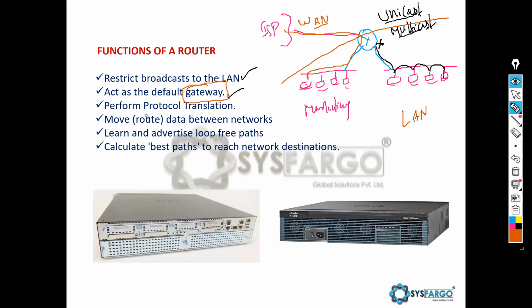Next, it performs protocol translation. Protocol translation means multiple different protocols can be enabled to communicate from one network to another network. And it moves data between the networks. It's not only building a path. For example, if you want to reach from one place to another place, the path from source to destination is very important. So it provides the path. Along with this, after selecting the path, it carries whatever traffic, information or data you have. So that is what moving or routing data between networks means.